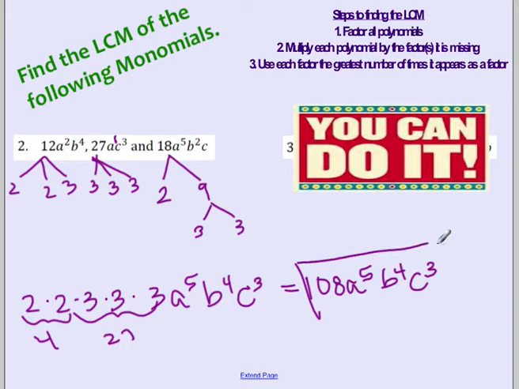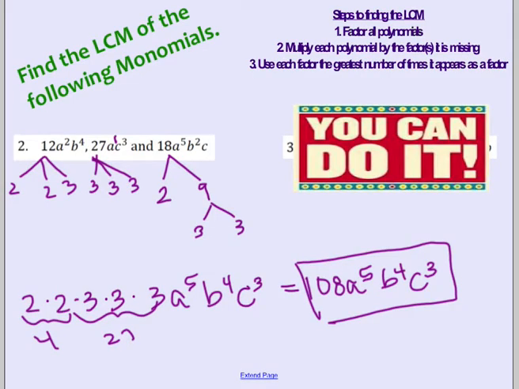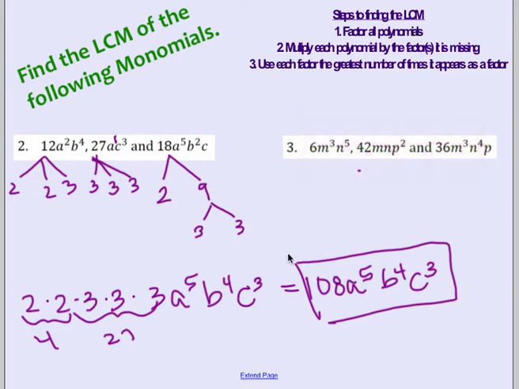Okay. This is going to be important that you can do this when we get to adding and subtracting those rational expressions. So we need to do some practice with finding the least common multiple. So example 3. All right, here's example 3.